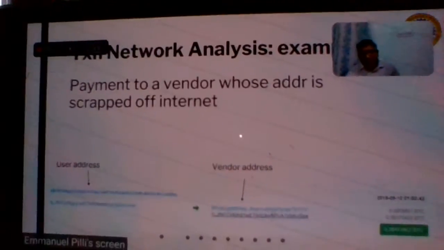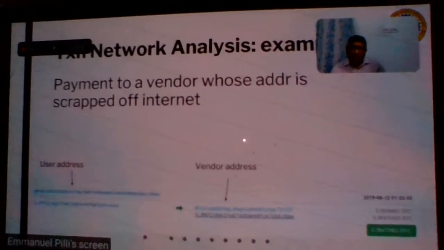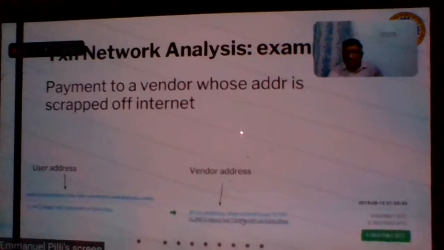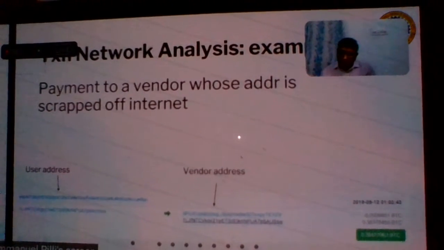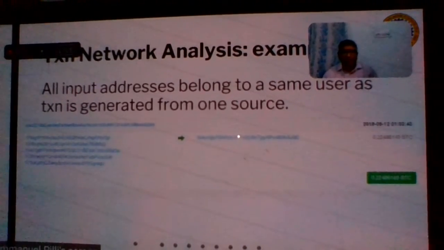By and large, vendor addresses are scraped from the internet. So this may be a vendor address, and most of the addresses are coming to this address. So you know who is buying these products, who is buying. That kind of mechanism is there.